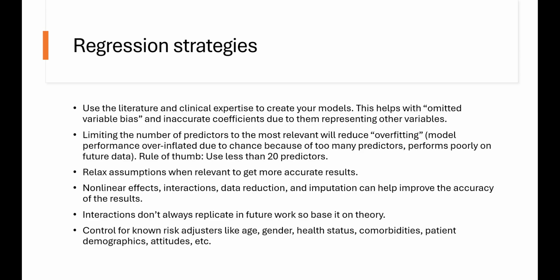A good rule of thumb is for us to use fewer than 20 predictors. Using more than that, we would open ourselves up to overfitting, meaning our results won't generalize over time. We're not going to see the same set of results in future studies.